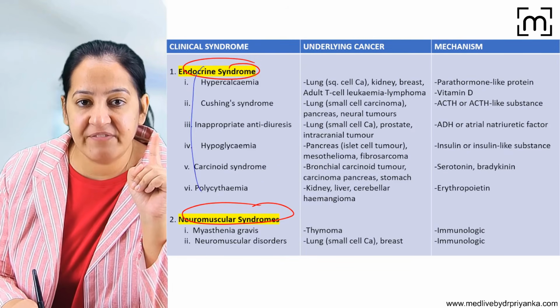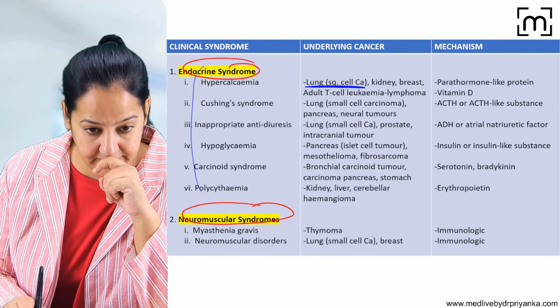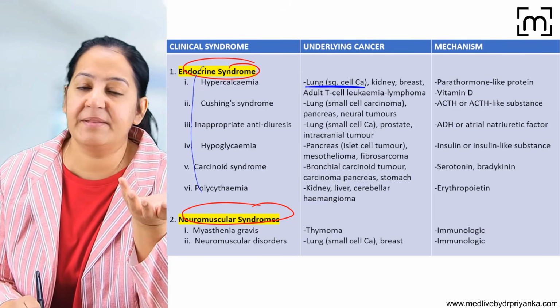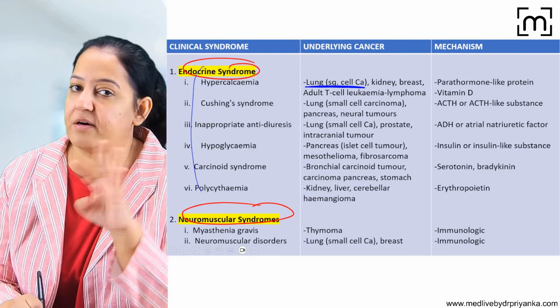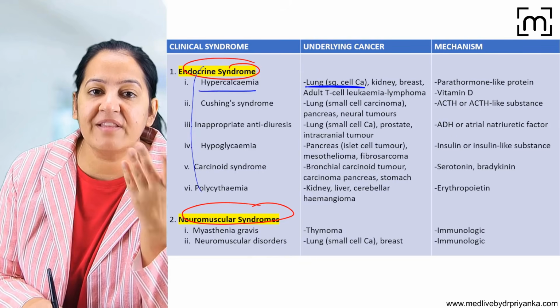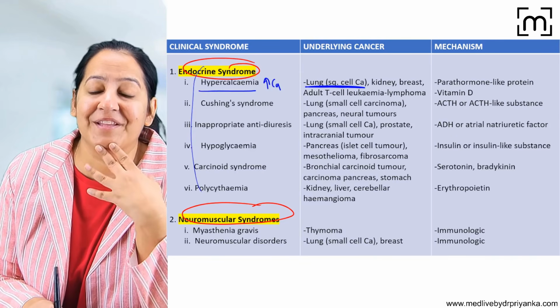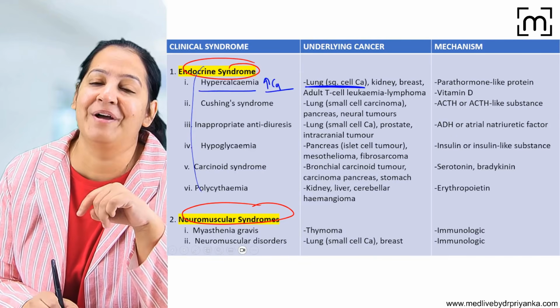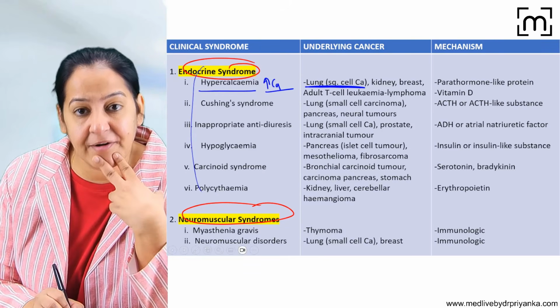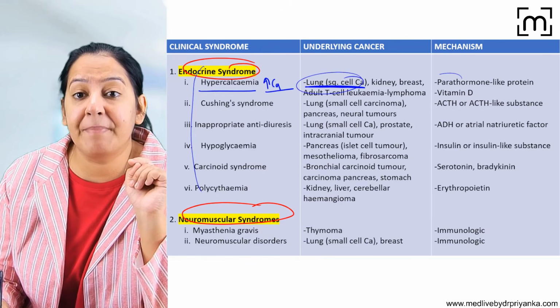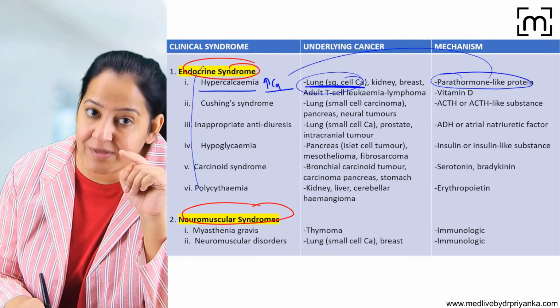For example, a patient with lung cancer doesn't present with primary lung cancer symptoms. They don't present with cough or dyspnea. No. They're presenting with hypercalcemia. They have increased calcium in their blood and the symptoms are due to increased calcium. You will say, ma'am, why do they have increased calcium in the blood? Because the lung cancer secretes parathormone in the blood and parathormone is increasing the calcium.